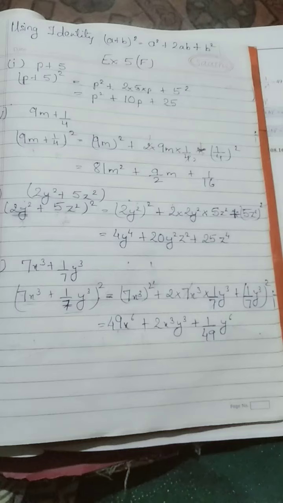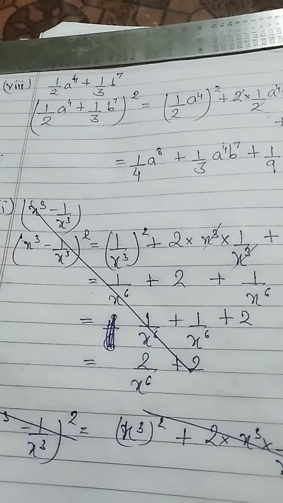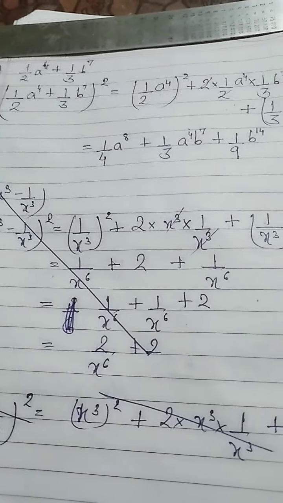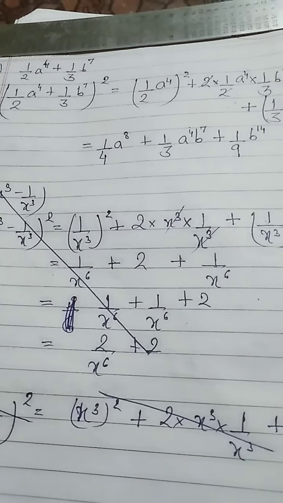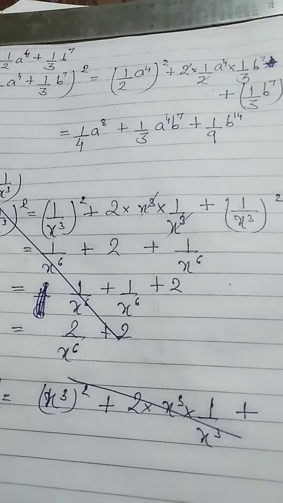You can have a look at this page. Now I have done the 7th one, that is (1/2 a^4 + 1/3 b^7) whole square. So in place of a you have to put 1/2 a^4, and in place of b you have to put 1/3 b^7.